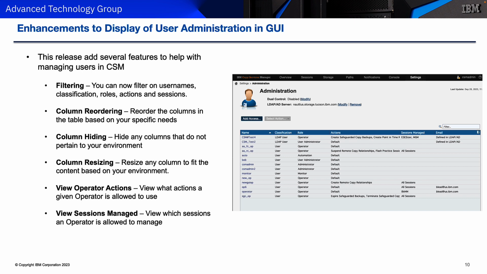And then I talked about the operator changes, which in previous releases allowed you to specify certain features or functions that given operators can do. But the only way you could see those before is if you clicked on the operator and drilled into it. So what we're doing now is showing in the table what those actions are that an operator can run, which makes it a lot easier to look at at a glance without having to drill in and do the view modify. And the same is true with sessions. We've been able to limit operators to given sessions for a while now, but now you can actually see it on the table without having to go into the user.